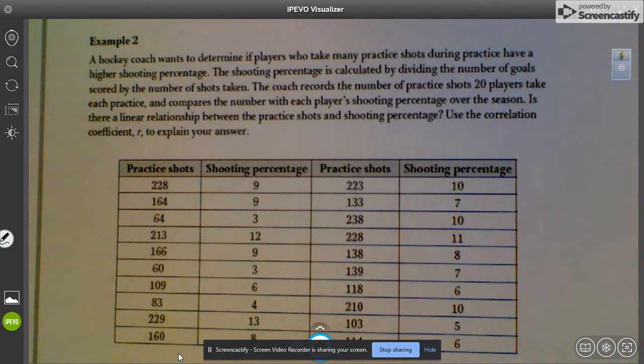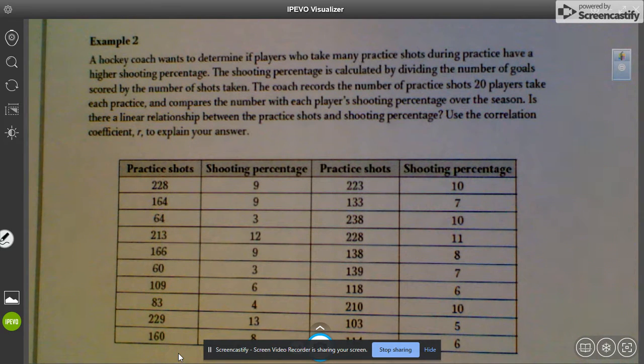All right, let's look at example 2 here. A hockey coach wants to determine if players who take many practice shots during practice have a higher shooting percentage during the games. So the shooting percentage is calculated by dividing the number of goals scored by the number of shots taken. The coach records the number of practice shots 20 players take each practice, compares the number with each player's shooting percentage over the season.